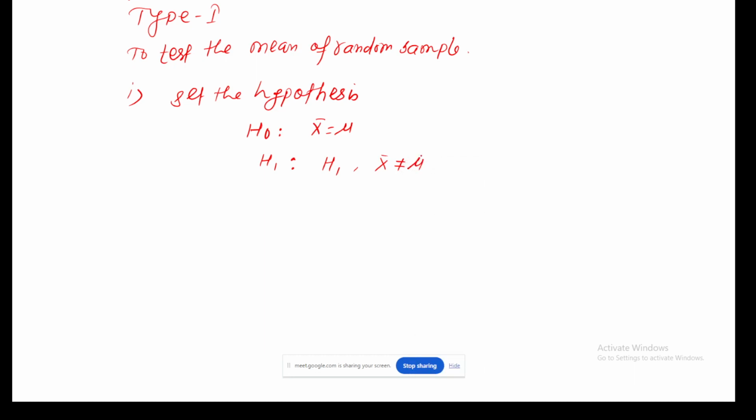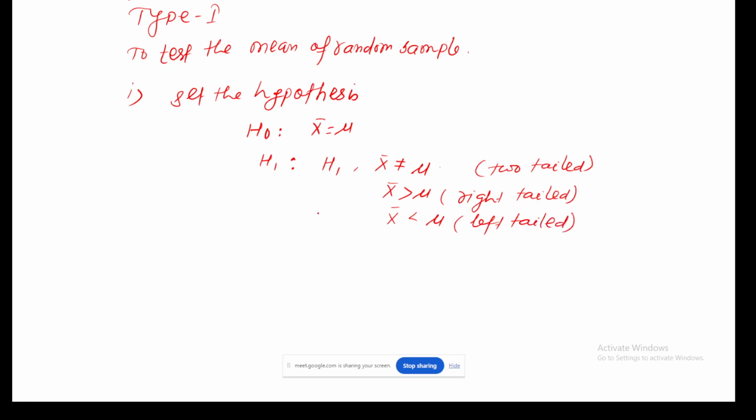mu, it's like a two-tail, or if you are saying greater than mu, so that is the right-tailed. If you are saying less than, so that will be the left tail. Okay, then after, the second step will be, this is the steps we are saying.